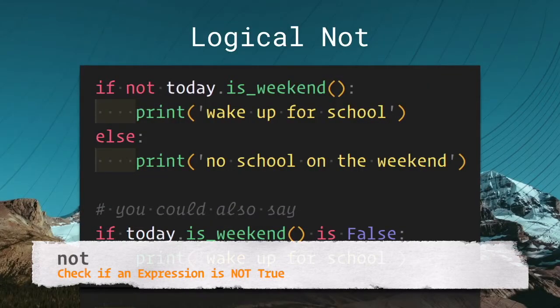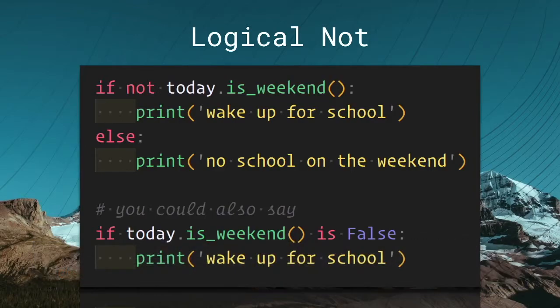Logical not is used when you want to check that an expression is not true. If not today is the weekend, print wake up for school. Else print no school on the weekend. You could also say if today.isWeekend is false, print wake up for school.